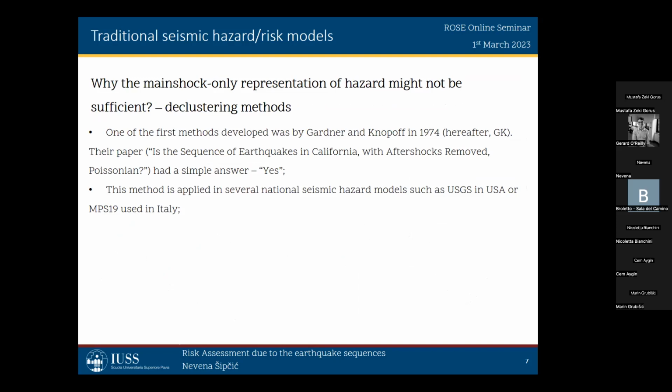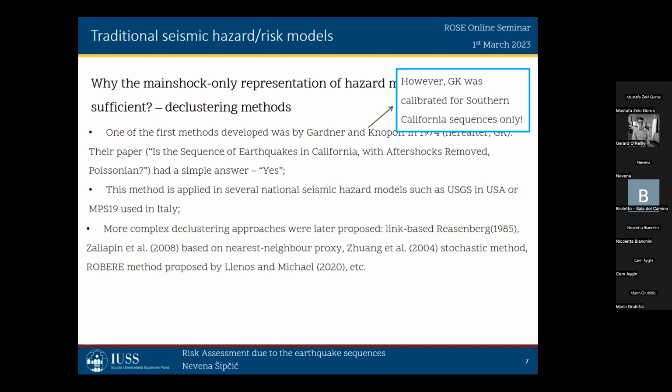So this method is to this day applied in several national seismic hazard models, including USGS in the USA and also MPS19 used in Italy. So it's a very simple model and it's still used. But we should have in mind that the Gardner and Knopoff declustering method was calibrated only for the Southern California sequence, and even so, these same parameters are used elsewhere in the world.